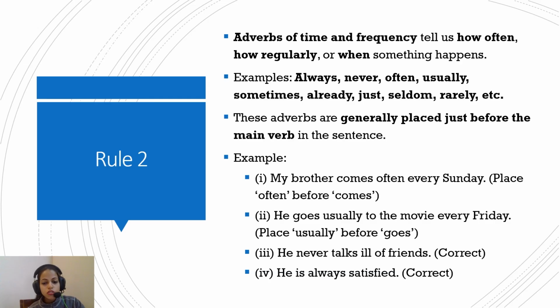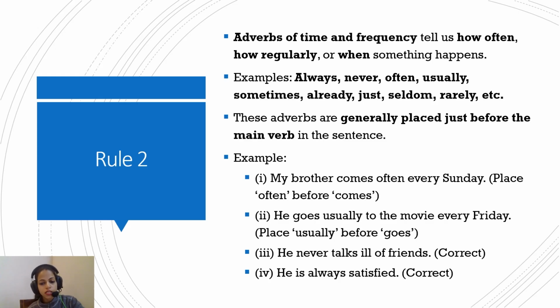He goes usually to movie every Friday. Here again, the word usually is your adverb of time because it is telling the frequency of his going to movie. So the adverb of time should be placed just before the main verb. The main verb here is going. So he usually goes to the movie every Friday.